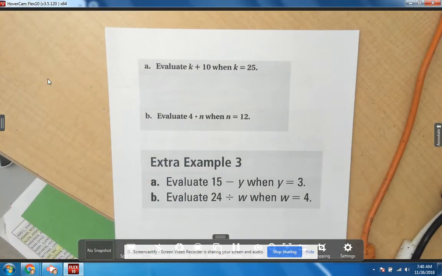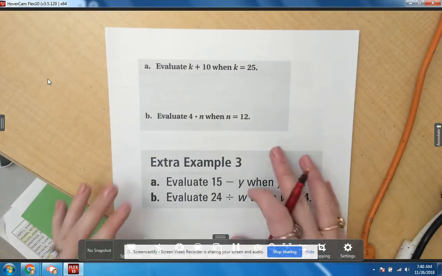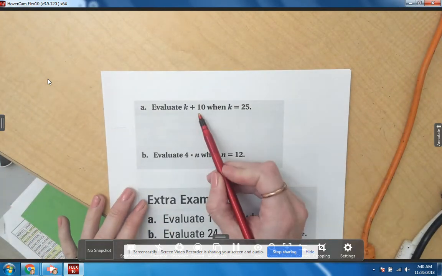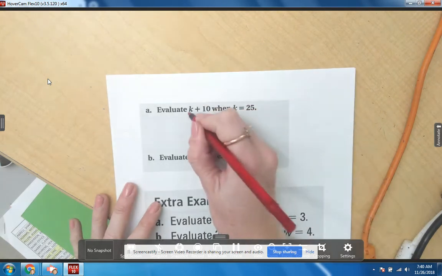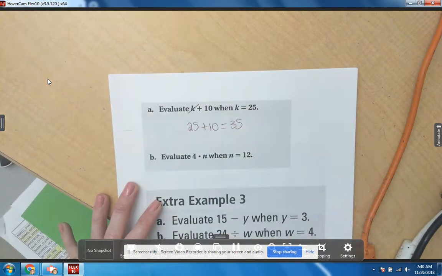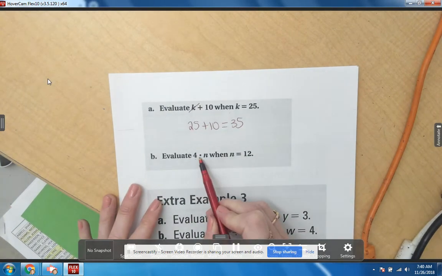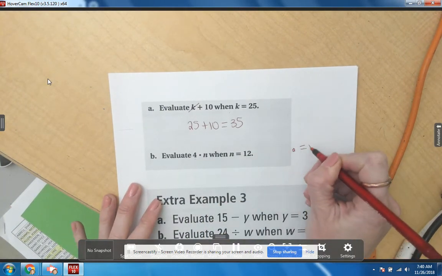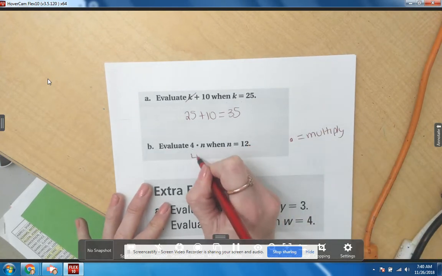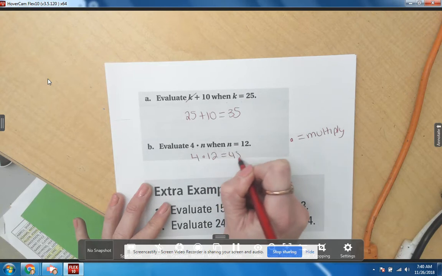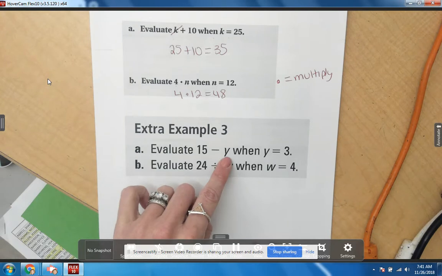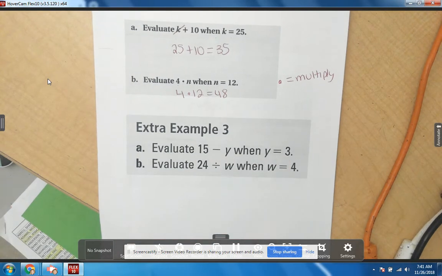Okay, now we're going to evaluate. This is from the back of your notes. So I want you to just watch, and then I'll give you a couple to try. So k plus 10, k equals 25. Change the k to a 25, add 10, you get 35 for your final answer. Okay, 4 dot n, dot means multiply, just in case you forget. Okay, so n equals 12, that means just 4 times 12, which is 48. So you're going to pause and do these ones on the back of your notes.